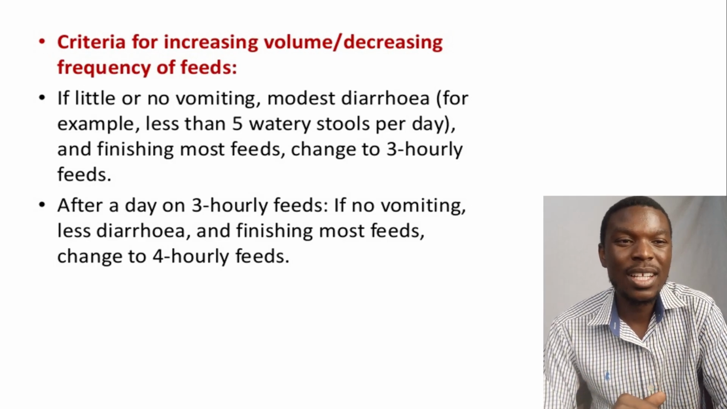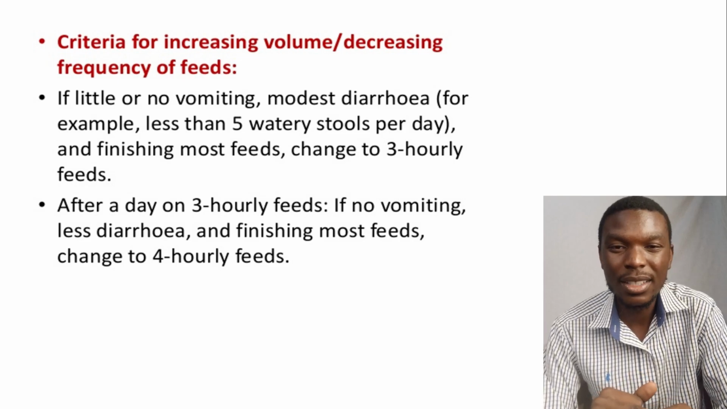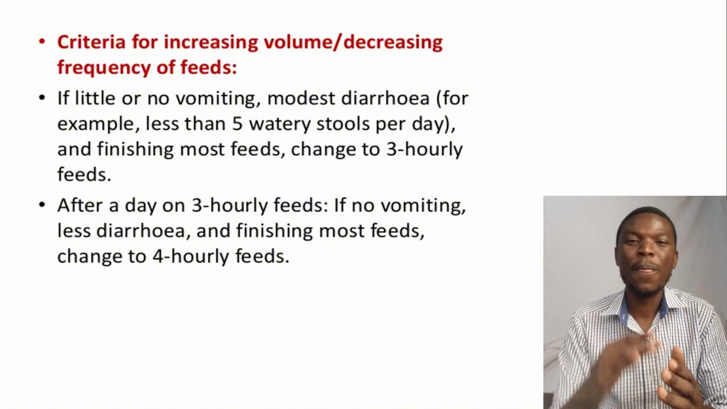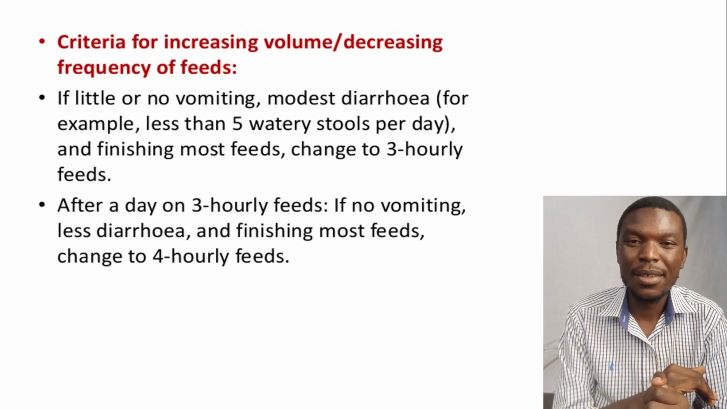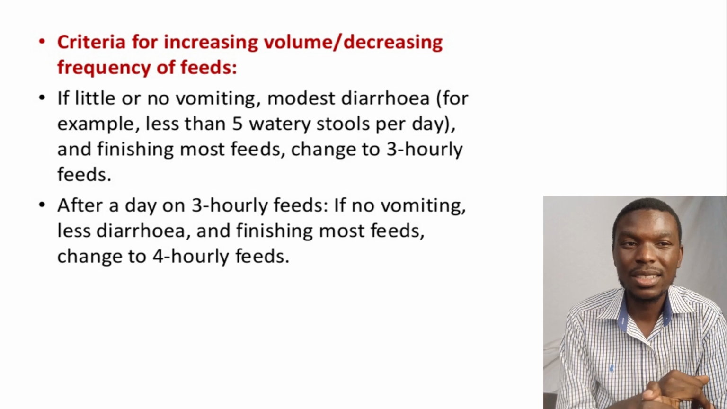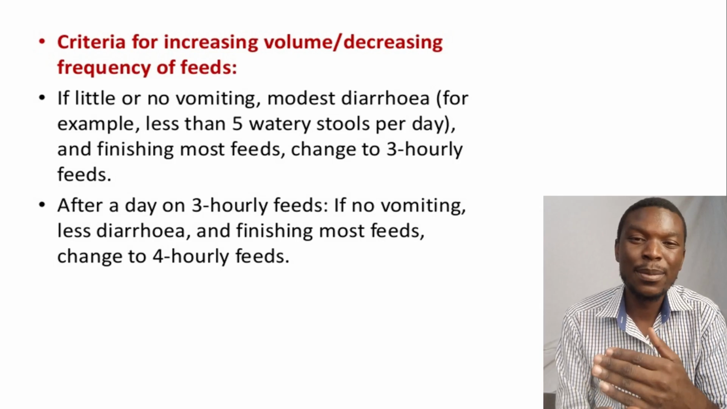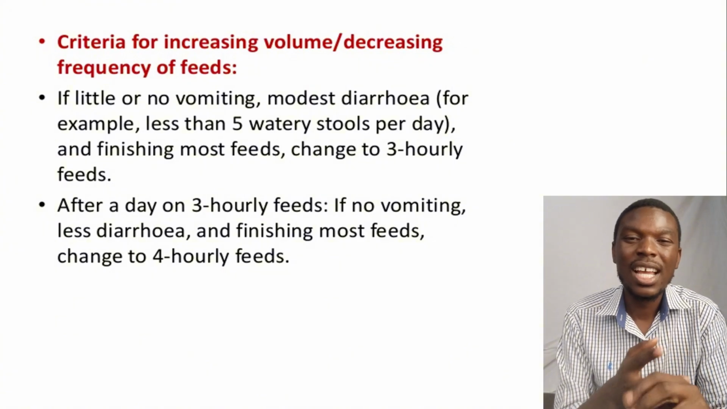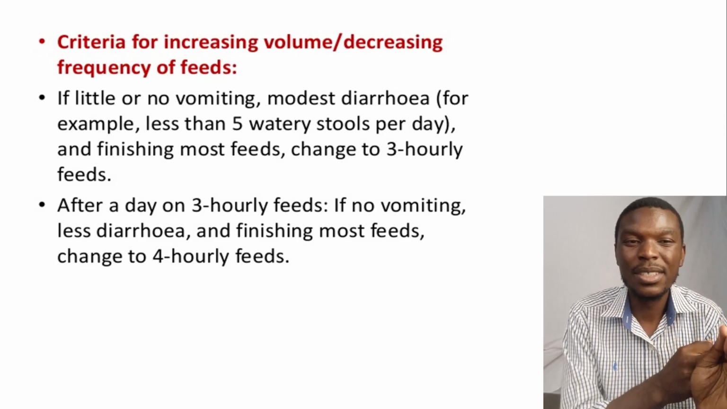After a day of 3-hour feeds, if no vomiting, less diarrhea, finishing most of the feeds, change to 4 hours. So you are changing to 4-hour feeding. So on day one, the child is feeding poorly. You stick to 2 hours. But let's say on day two, the child has improved. Is not vomiting, is eating most of the feed, 80% of the feed, has less diarrhea. You can increase to 3-hour feedings.